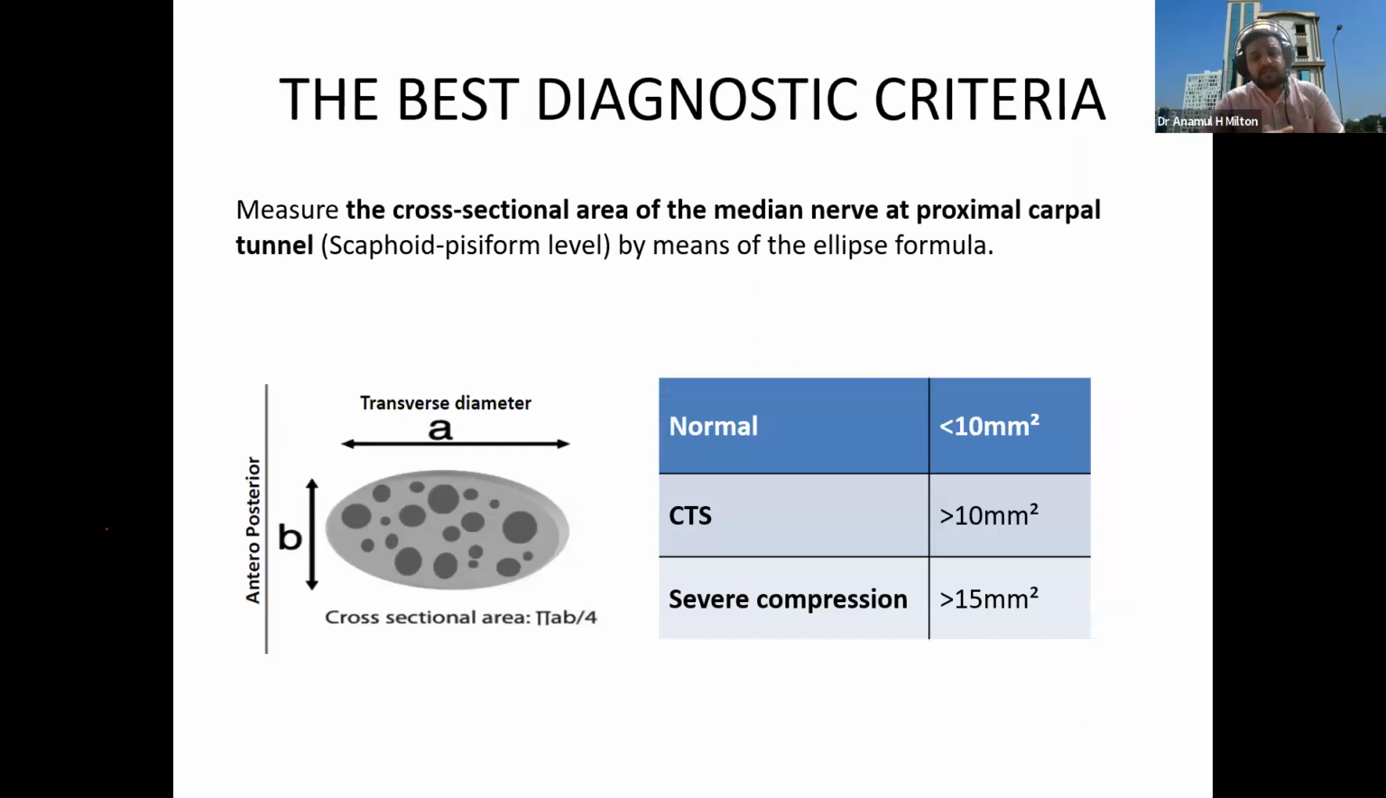So now, measure the cross-sectional area of the median nerve at the proximal tunnel, at the scaphoid and pisiform level, not the trapezium level. This is the formula: if it is less than 10 millimeter square, it is normal. If more than 10 millimeter square, it is CTS. If it is severe compression, it is more than 15 millimeter square. So how do we measure? A is the transverse diameter, and B is the AP, anteroposterior diameter.